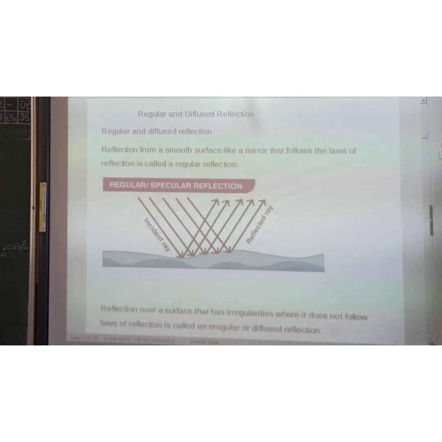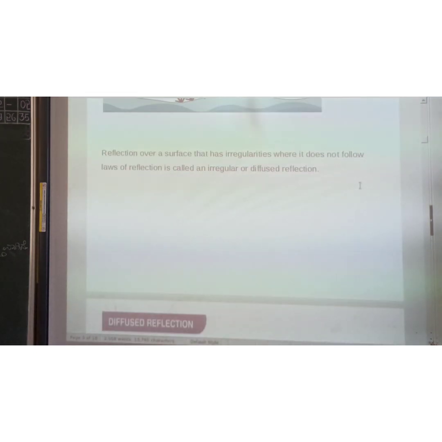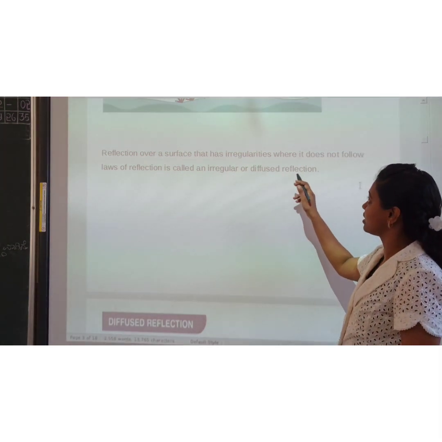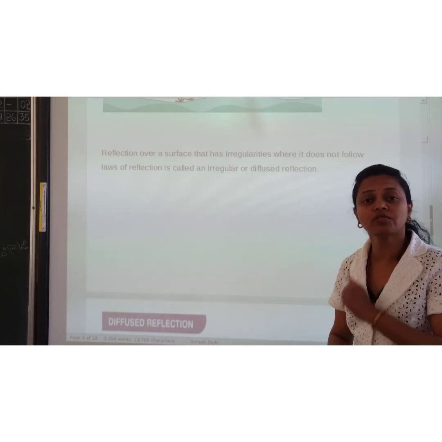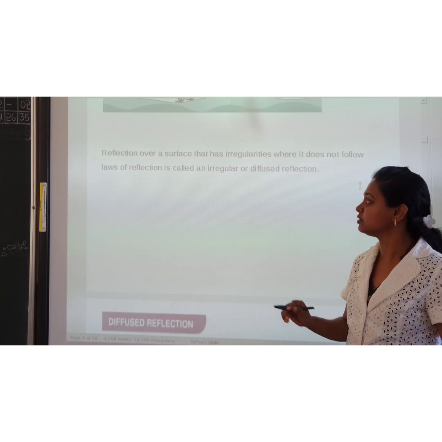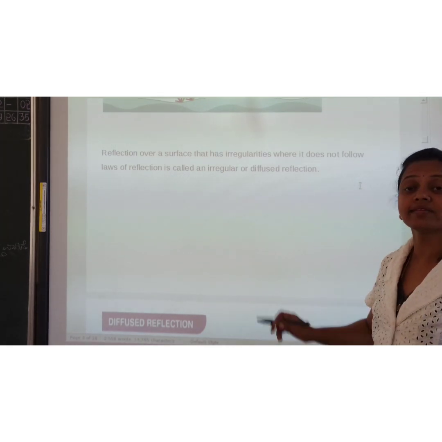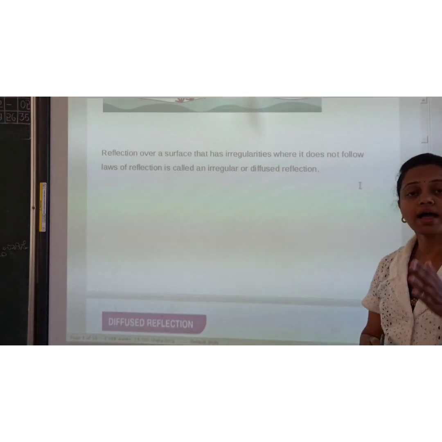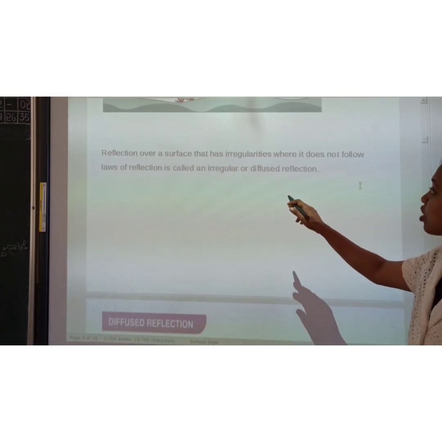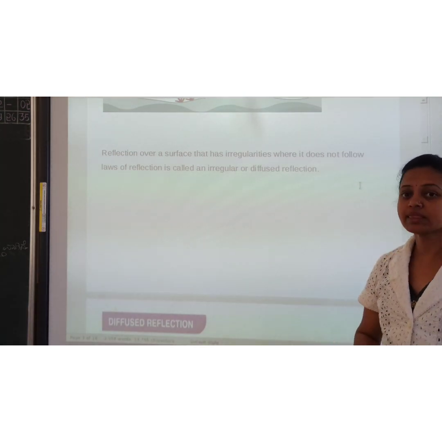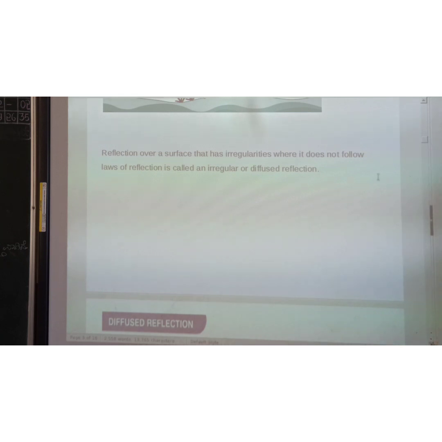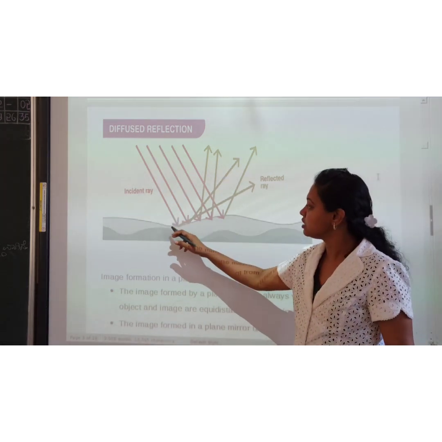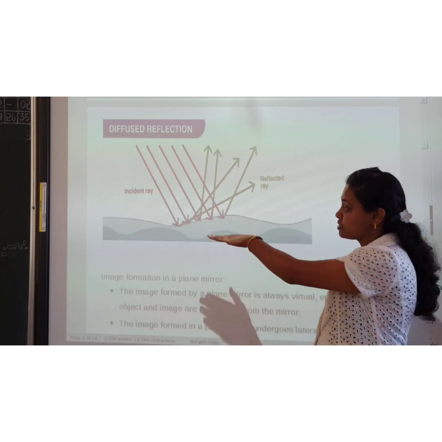Next is reflection over the surface that has irregularities where it doesn't follow the law of reflection. This point you have to remember here. Reflection over a surface that has irregularities, where it doesn't follow the laws of reflection, is called irregular or diffused reflection. Here, dear students, let's study about diffused reflection. Now see, this is the diffused reflection. The object's surface.